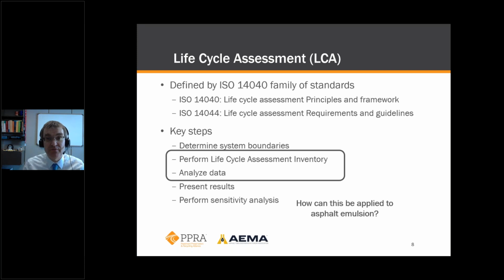Now, I mentioned before that we're going to dive into some examples with asphalt emulsion, and this is going to be the first case where we do this. So how can we look at these key steps, specifically the life cycle assessment inventory and analyzing the data? How can this be applied to asphalt emulsions?